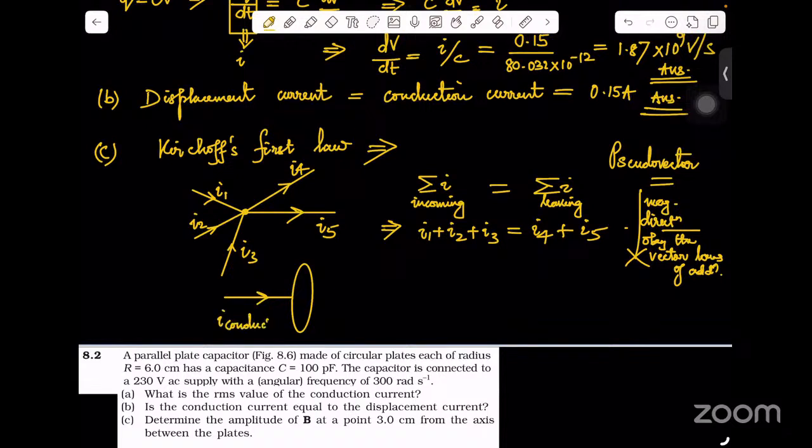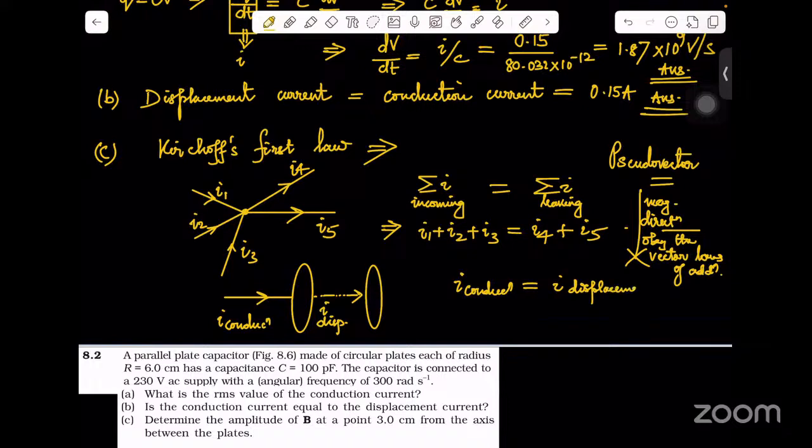Here came the conduction current, and here I have the displacement current. Between the plates, I have the displacement current. I said that this conduction and displacement current are equal, right? The conduction current is equal to the displacement current. This has been found out.